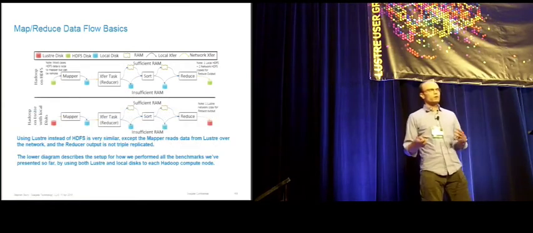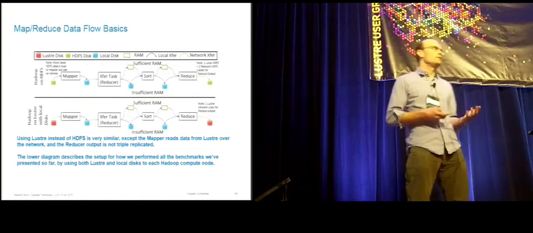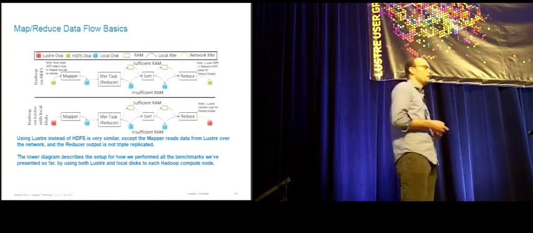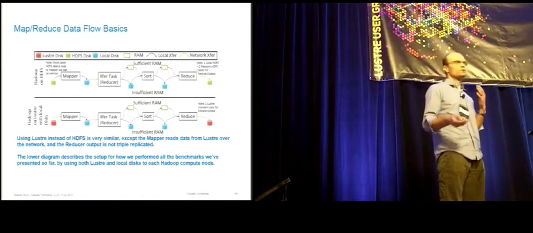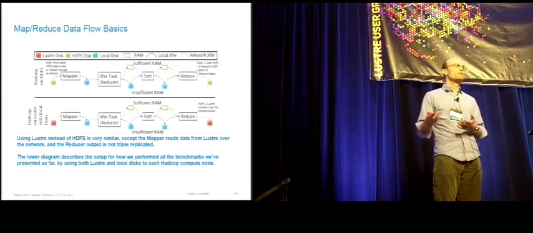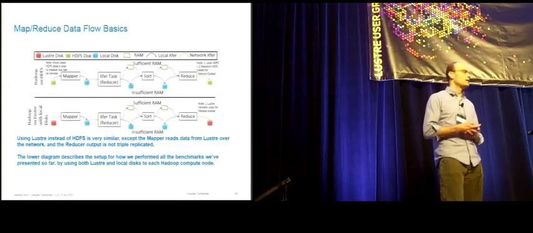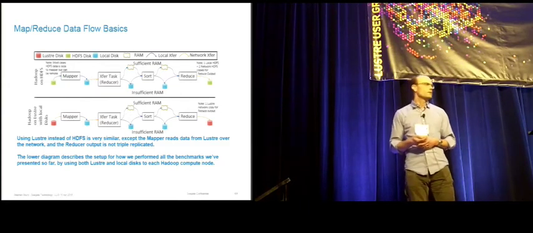So this is how it looks on Lustre. We pull data off of Lustre, the mapper stores data on local disk. Again, we shuffle, maybe store in memory, store on disk, and then finally we write back to Lustre. But only 1 copy. Of course, the copy goes over the network, but it's only 1 copy as opposed to 2 copies in the case of HDFS that go over the network.